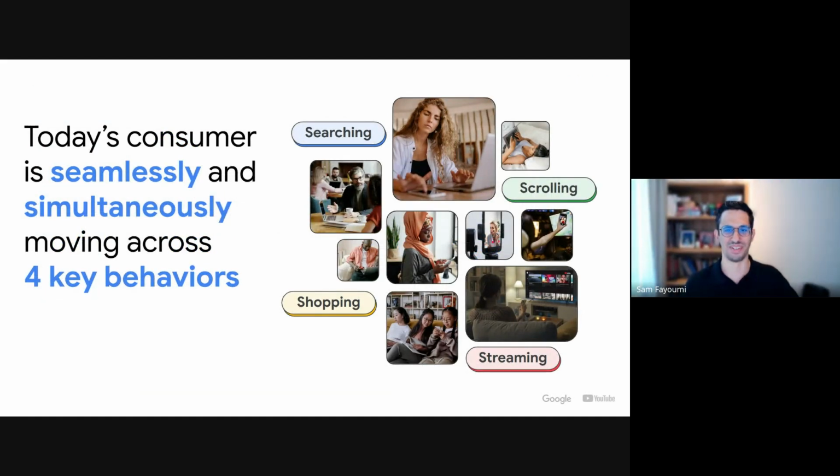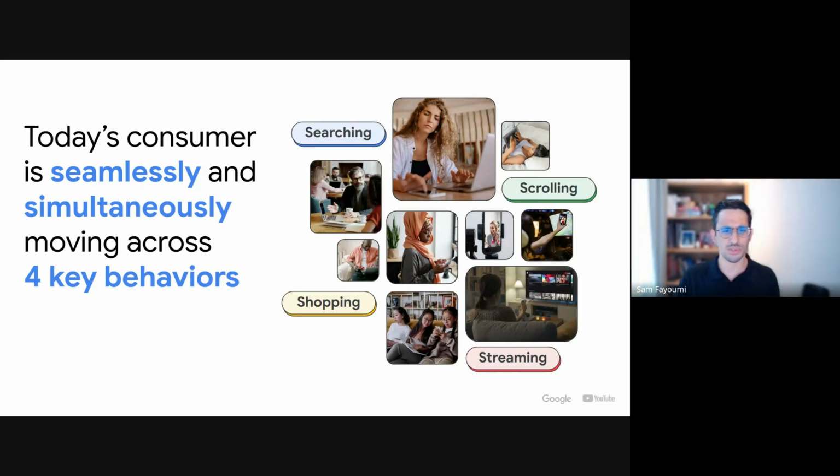Let's start with the consumer, as we always should. A key observation that we make is that in today's digitized landscape, the consumer is moving seamlessly and simultaneously across 4 key behaviors: searching, streaming, scrolling, and shopping. You might think about yourself. If I think about me, for example, I would stream sports on my TV while I'm scrolling feeds on my phone, and at any or really every step of the way, new discoveries inspire me to research, browse, and buy. So in minutes, I've bounced between apps, websites, and devices, looking for content that truly speaks to me.